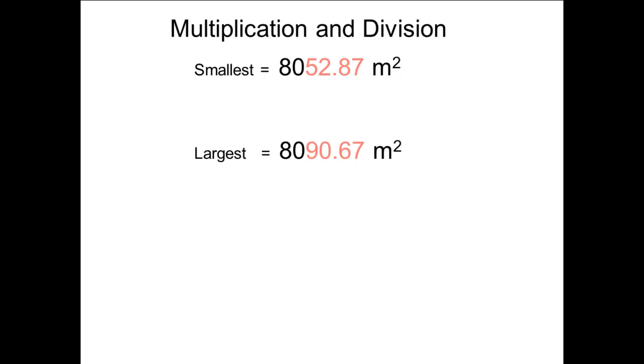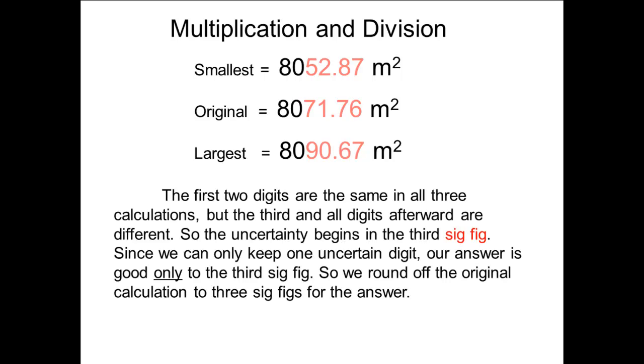So we get three values for the area. The smallest estimated value is 8,052.87 square meters, and the largest estimated value is 8,090.67 square meters, with the value from our original numbers as 8,071.76 square meters. Our area is certainly within this range, but how should we express the answer?